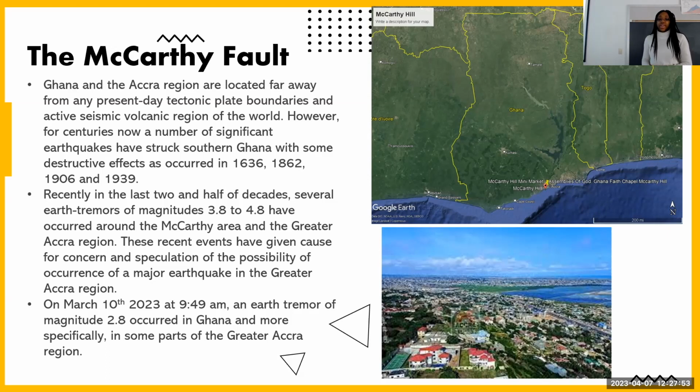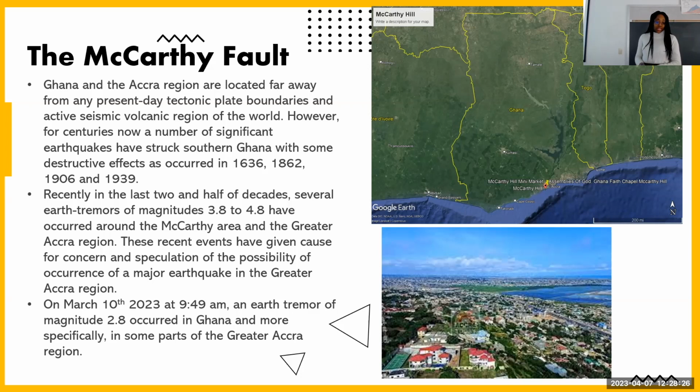Recently, in the last 2.5 decades, so 25 years, several earth tremors of magnitudes between 3.8 to 4.8 have occurred around the McCarthy area and the Greater Accra region. Of course, this has sparked concern and speculation about the possibility of a major earthquake in the Greater Accra region. Very bad news. Imagine a severe earthquake occurring in Washington, D.C. That's what would happen if it occurred in the Greater Accra region, because it would hit our capital, it would hit our airports, all the important stuff. We really don't want that.